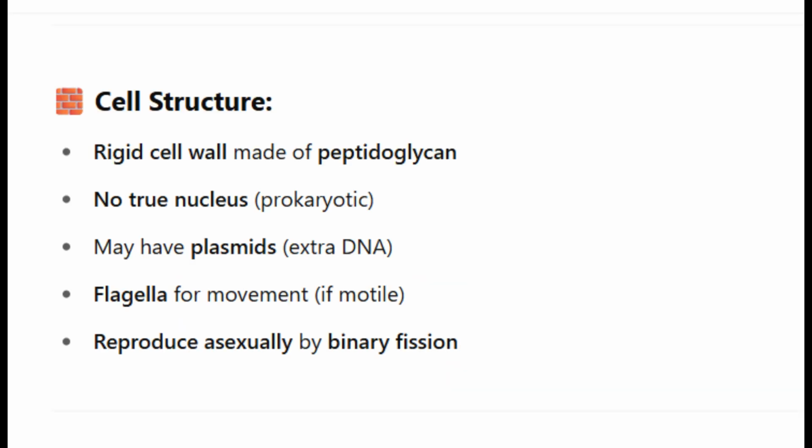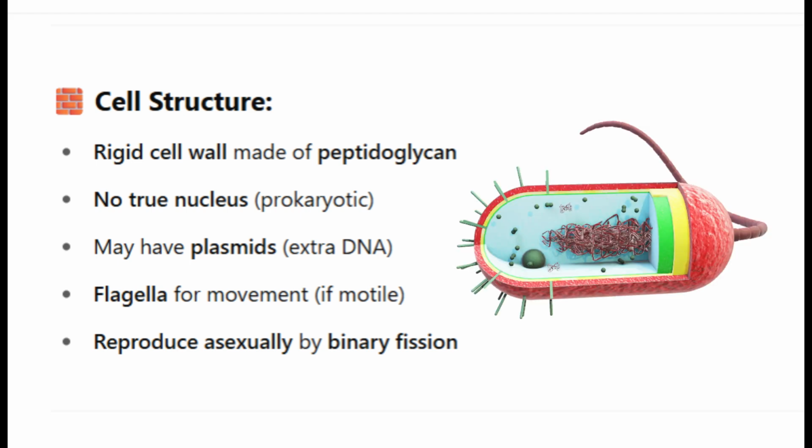Cell structure. Their defining structural element is a rigid cell wall made of a unique compound called peptidoglycan. Inside, there's no membrane-bound nucleus. Their genetic material floats freely. Many also carry small, circular pieces of extra DNA called plasmids. For movement, motile types use one or more flagella. And when it's time to multiply, they primarily reproduce asexually through a simple, efficient process called binary fission, splitting in two.